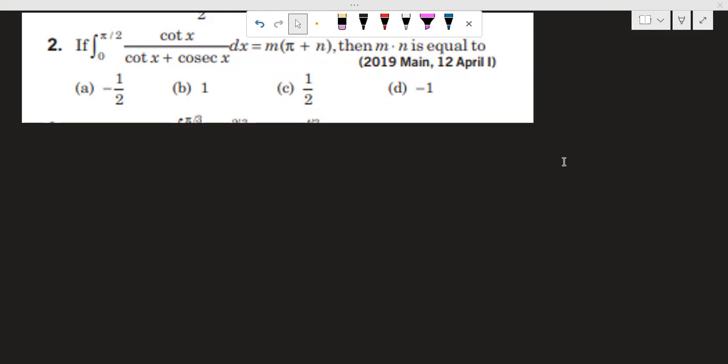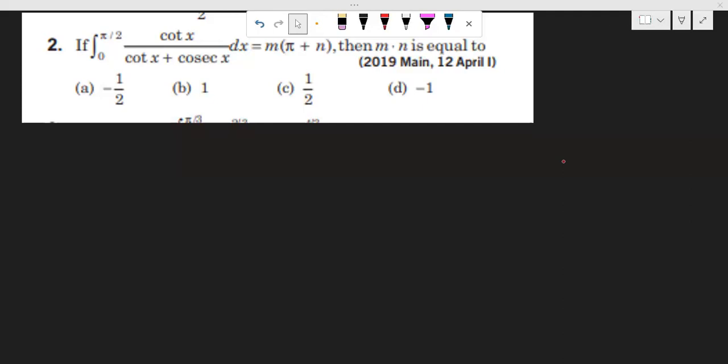One more question from definite integral. This time we have the integral from 0 to pi over 2 of cot x over cot x plus cosec x dx equals m times pi plus n. Then we need to find m times n. Again, this question is from the prestigious competition JEE Main 2019.